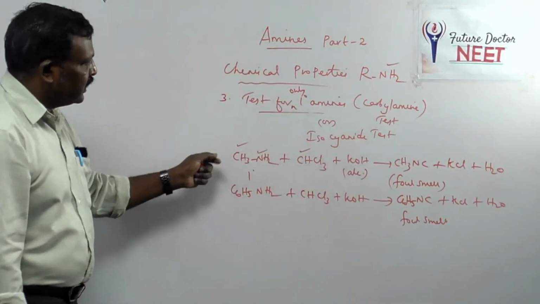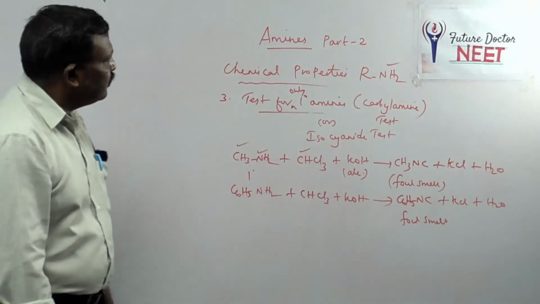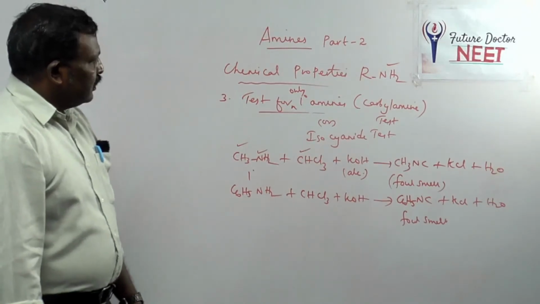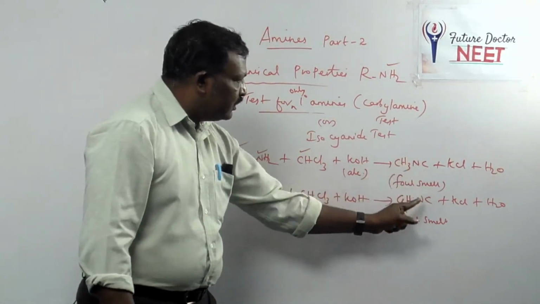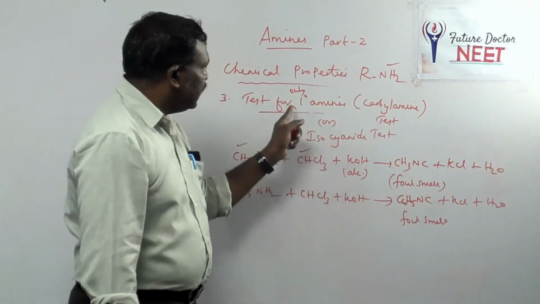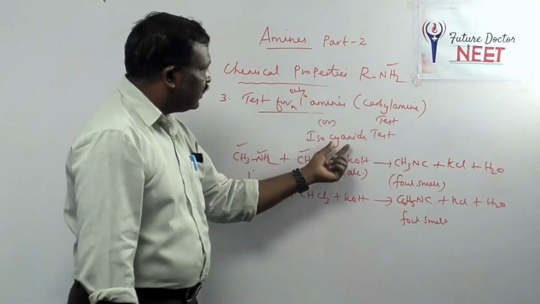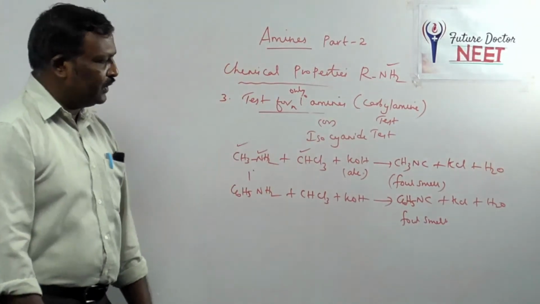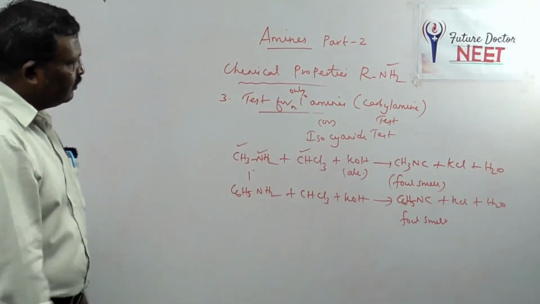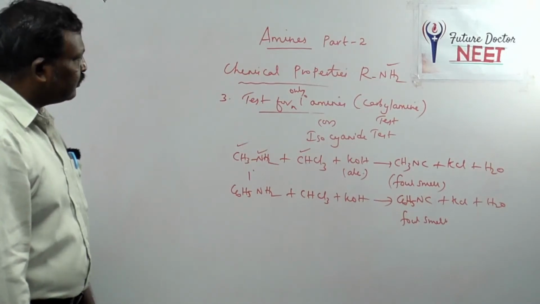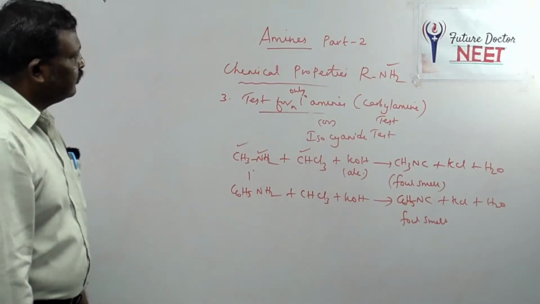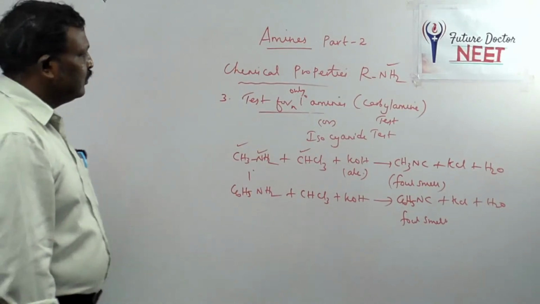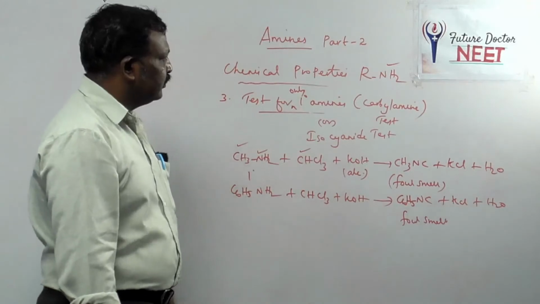Just take it down. Take it down fast. Cyanide means CN. NC means isocyanide. Then the other name for this test is called what? Isocyanide test. Understood? The other name for carbylamine test is called isocyanide test. Are you following? Okay.